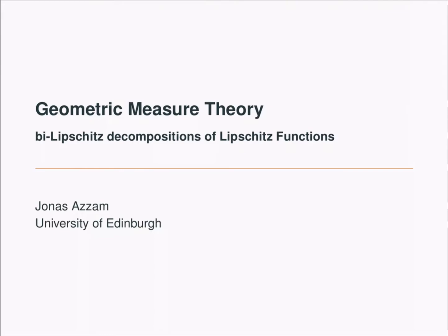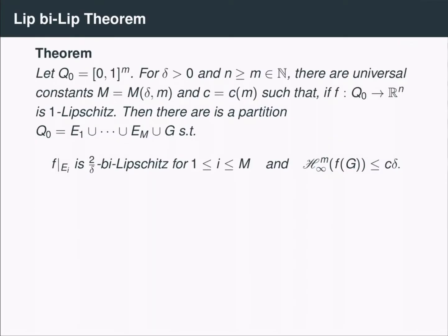While clearly every Lipschitz function is not necessarily bi-Lipschitz, it is possible to decompose the domain of a Lipschitz function into sets upon each of which the function will be bi-Lipschitz. In particular, we have the following theorem called the Lip-bi-Lip theorem. So the theorem is stated for one Lipschitz functions defined on the unit cube.